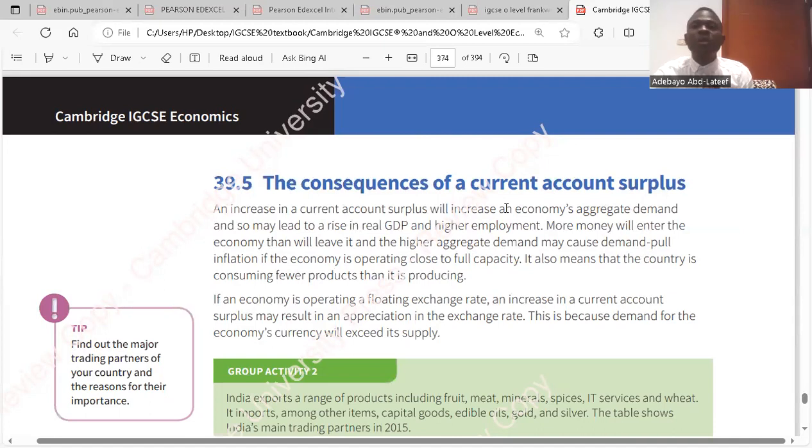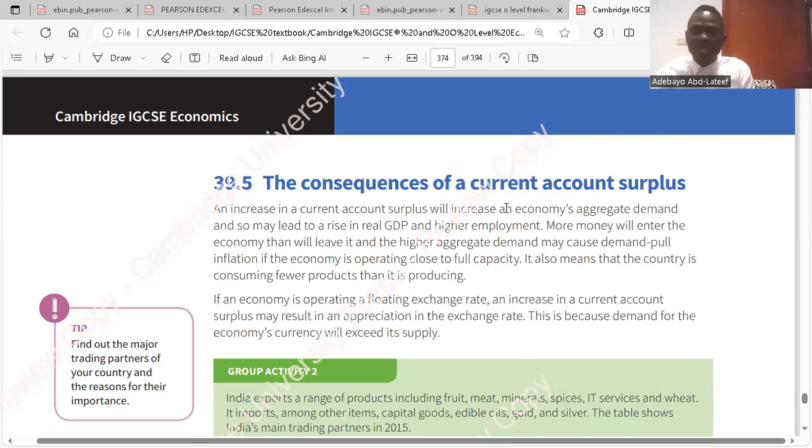So for current account surplus, it means the credit side of your current account is exceeding the debit side of your current account. So what is the consequence of this? The consequence is, one, there will be a rise in the real GDP, because at that point in time, we're talking about more primary income and more secondary income flowing into the country. So more money is flowing into the country than going out of the country.